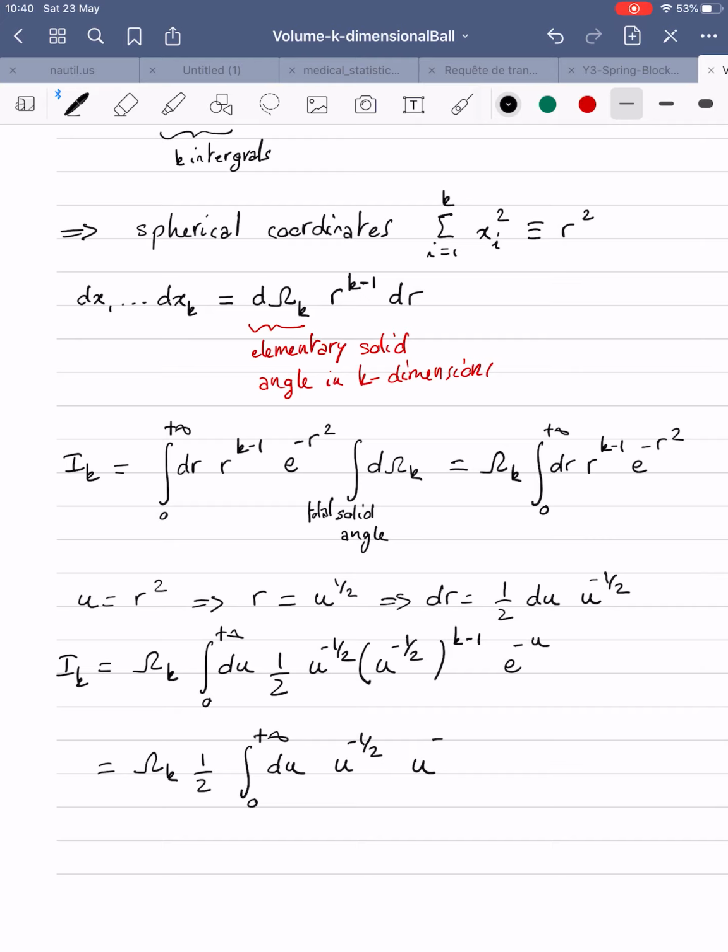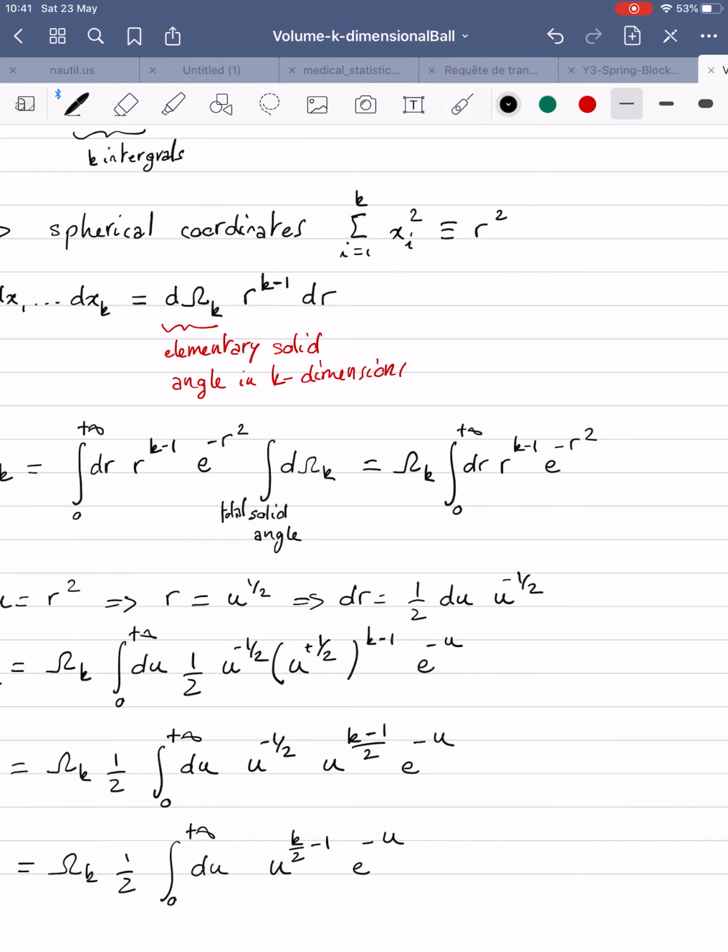So I'm just trying to find out where I could have gone wrong. Yeah, sorry, I need to replace r here, so that's u to the power, so here is plus half, sorry, so it's u to the power k minus 1 over 2. Okay, so what does that give us? Essentially that gives us k over 2 minus 1, so exponential minus u, so that gives us omega k over 2 integral 0 to plus infinity du, and then u to the power k over 2 minus 1 exponential minus u.